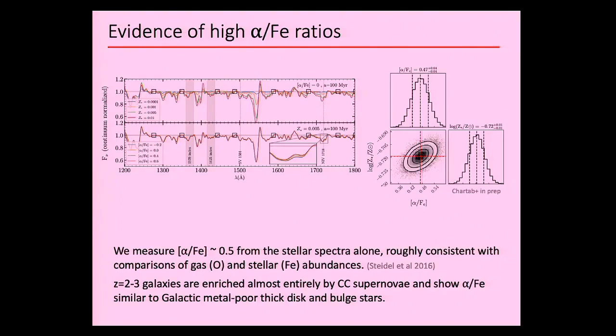It's roughly in line with what you get from a completely different method of comparing the gas abundance in the stars, because the gas, you're mainly measuring oxygen and iron in the stars. So what this means is that these galaxies have an enrichment pattern consistent with just total core collapse supernova, very little iron contribution from the Type 1As, and similar to what you see in metal poor stars in the galaxy.